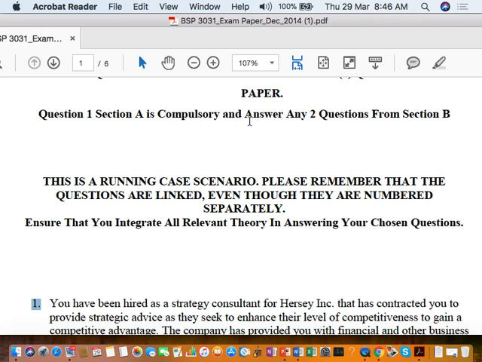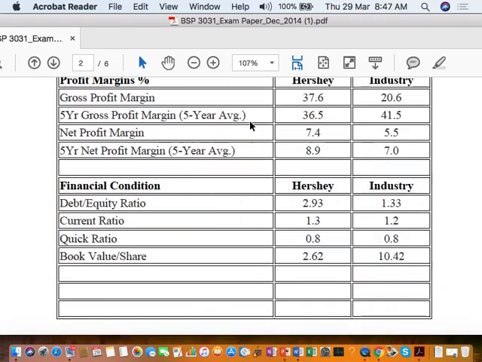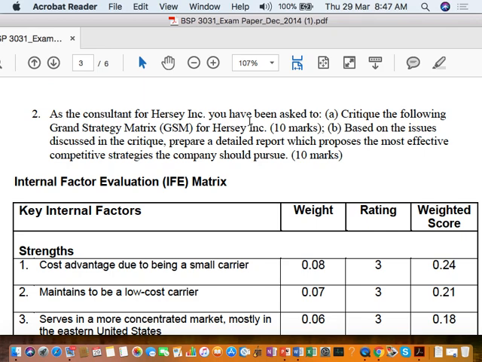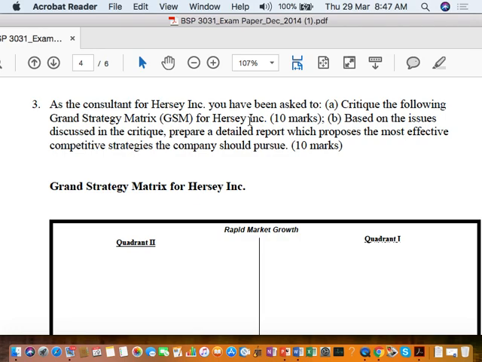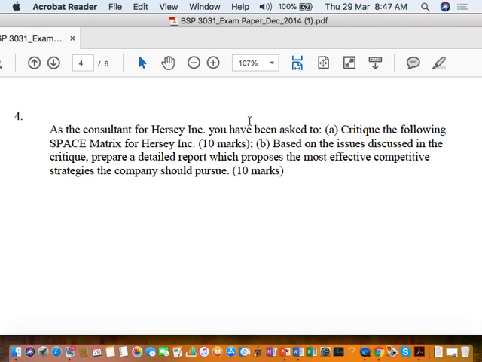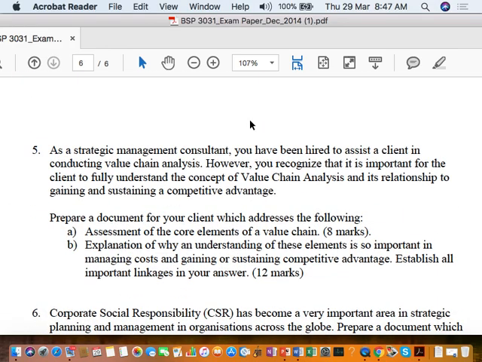Sorry? It affects the profits. So bottom line, the company wants to keep its costs to a minimum because it wants to improve its profitability. So remember that saying, your role in the exam, in fact, let me show you your role in the exam. You have been hired as a strategy consultant. That's the first question. Second one, as consultant for Hersey. Third question, as consultant for Hersey, Grand Strategy Matrix. Fourth question, as consultant for Hersey. Fifth question, as a strategic management consultant.